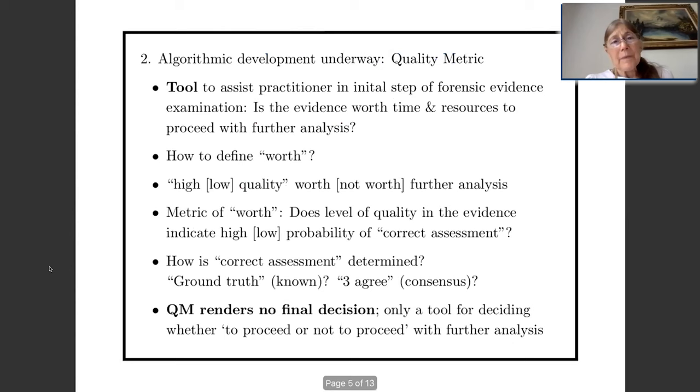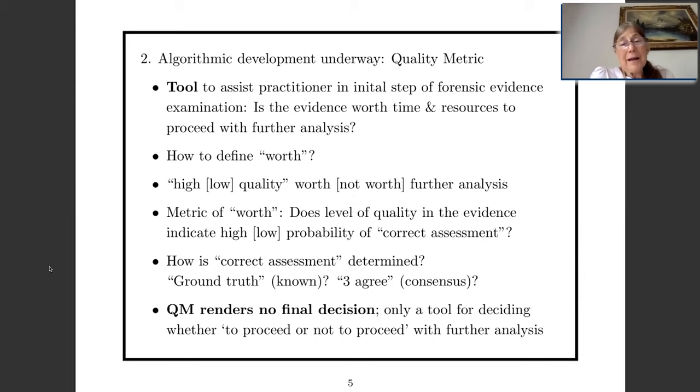The second one that I know about is an algorithm for developing quality metrics. As Alicia emphasized, it's a tool to assist the practitioner in the initial step of a forensic examination, designed to answer this question: is the evidence worth the examiner's time and resources to proceed with further analysis? And that prompts the question, how do you define worth? High quality might mean, yes, it's worth spending the time on it, and low quality might mean it's not worth it. And how do you measure that?